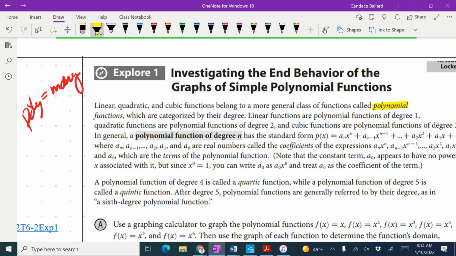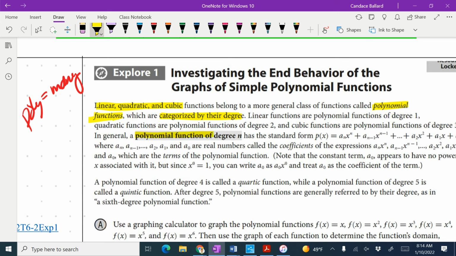So I would highlight polynomial functions. Okay. These ones are all examples of them, but notice it says they can be categorized by their degree. Okay. So a third degree is a cubic. Okay. So it goes on to say linear 1, quadratic or 2, cubic or 3. We know all of that already.